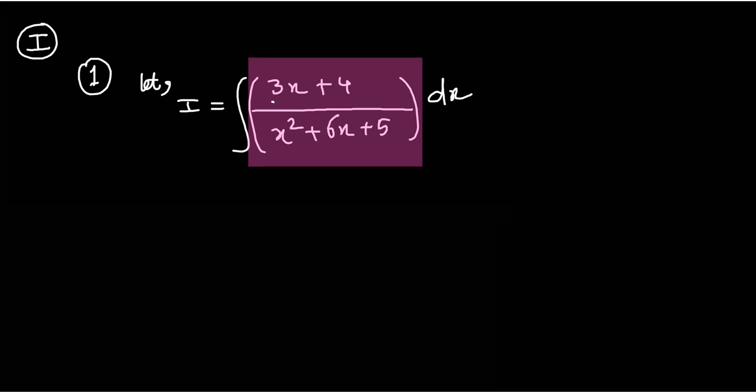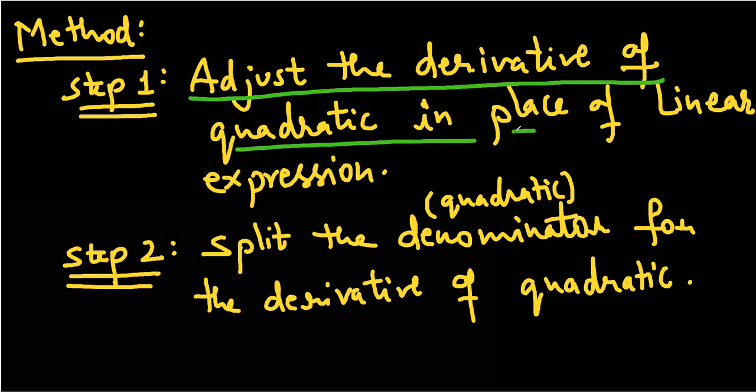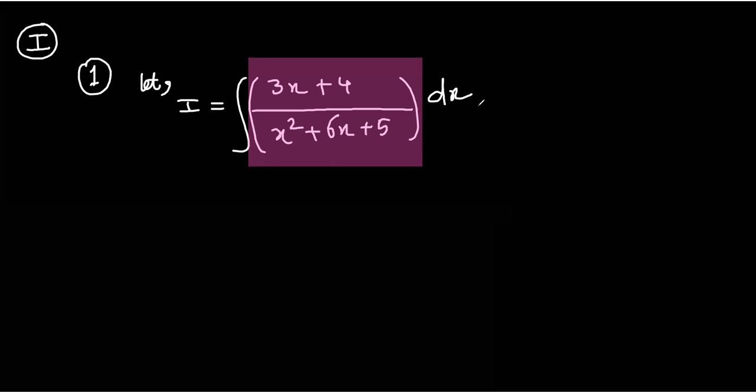So students, the first step was to adjust the derivative of the quadratic in place of the linear expression. You will first differentiate the quadratic. The derivative of x square plus 6x plus 5 it is. What is the derivative of x square plus 6x? The derivative of x square plus 6x is 2x plus 6.